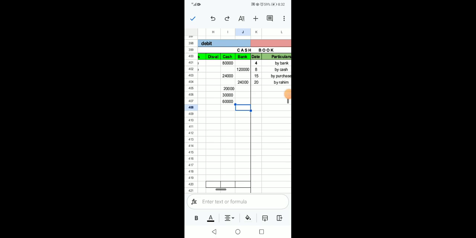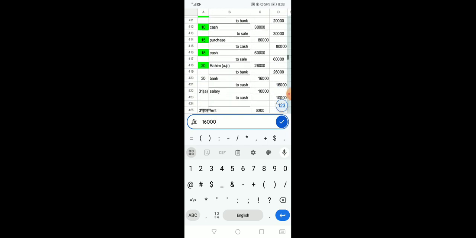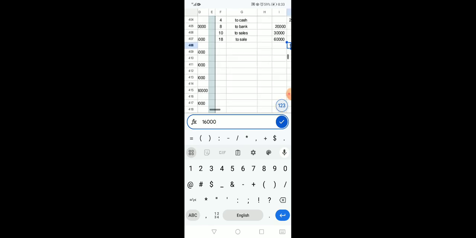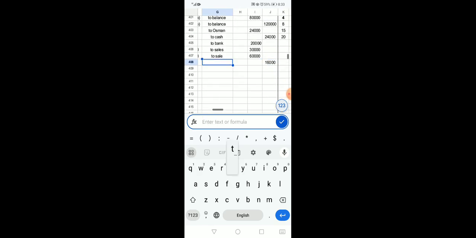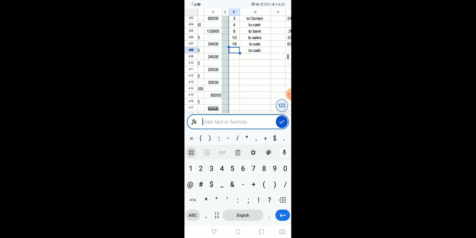Bank is debited by 16,000. You will go to the debit side of the bank and will write 16,000 in the bank column. Okay, now see its reference. What is written on the opposite side of the bank? That is cash. So you will mention cash in the particular column. Now see its date, which is 30. So you will put 30 over here.